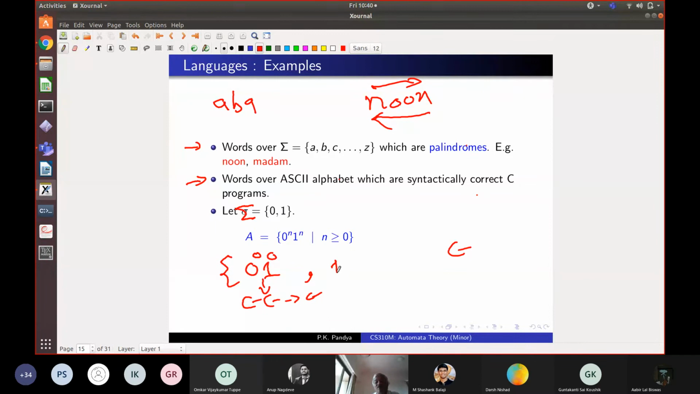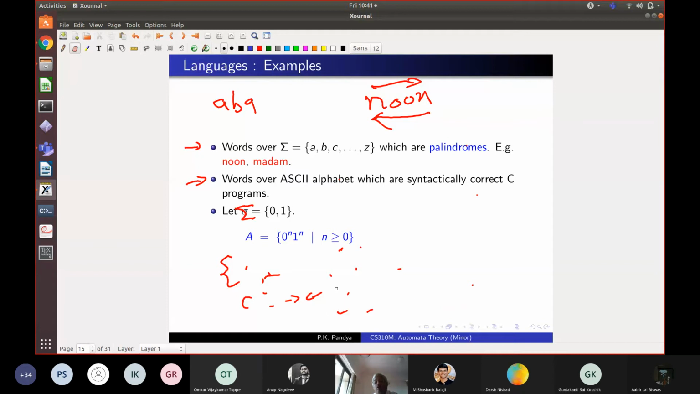The next word in this language is 0 to the power 1 followed by 1 to the power 1. That is 0 repeated 1 time and 1 repeated 1 time. So what word will that be? 0, 1, right? Next word is 0 to the power 2 catenated with 1 to the power 2. For all possible n's, I include words of the form 0 to the power n catenated with 1 to the power n. So 0 to the power 2 catenated with 1 to the power 2 will be included, and that will give me 0, 0, 1, 1, right? So is this clear to you how I form the words of this language? So this language, in short, will consist of words like this.